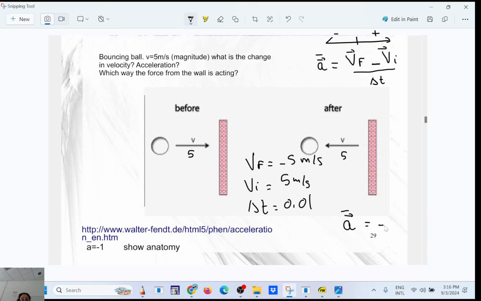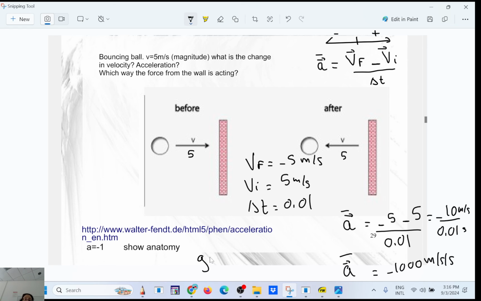So final is -5 minus, you see you're bringing it down, initial is 5. The time elapsed is 0.01. Minus 10 divided by 0.01. Be careful with the units, but here we are good. Here it's meter per second, and here we have second. So the acceleration is -1000 meter per second per second. Gravity is -10, so it's 100 times more.